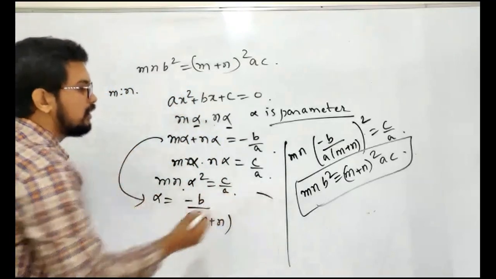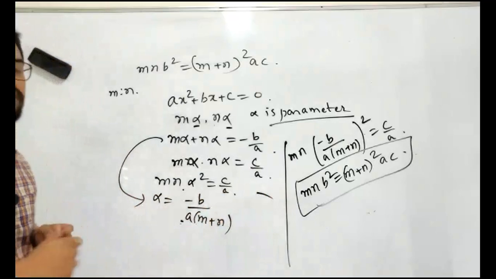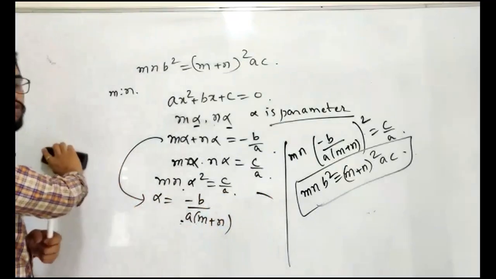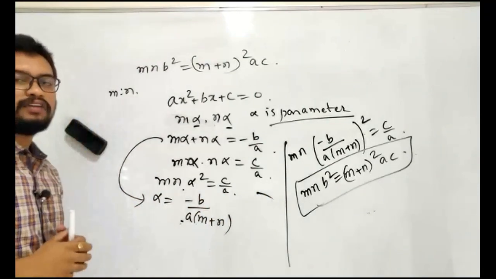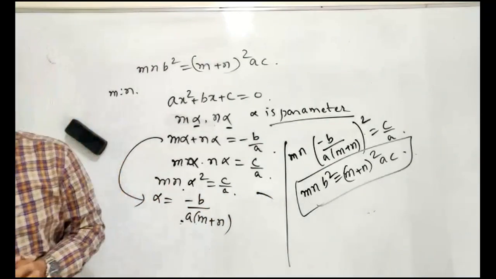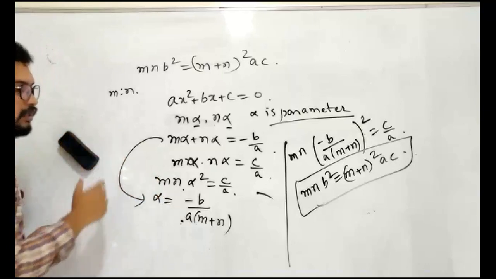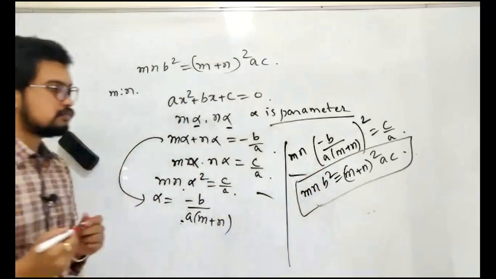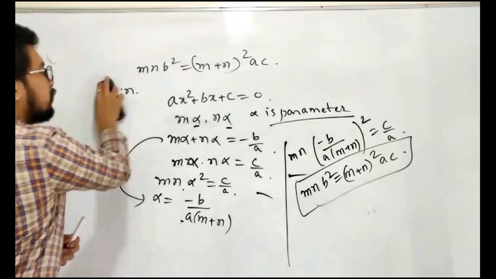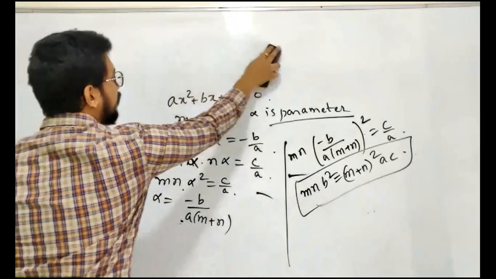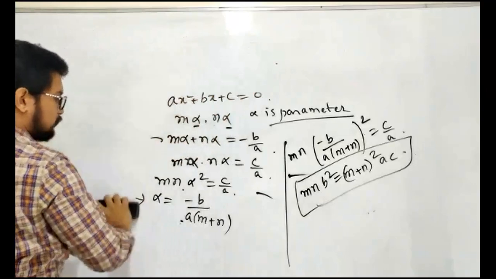Hope this is clear. mn b square is m plus n whole square into ac. This is your result when the roots of the quadratic are in the form of m is to n. This is the required result. Hope this is clear. I'm showing the proof. Please do write. If someone is not writing, please do maintain your class notes. That's very, very important.